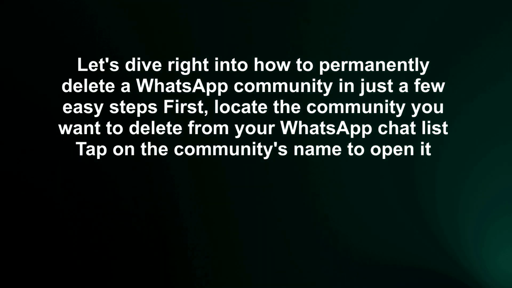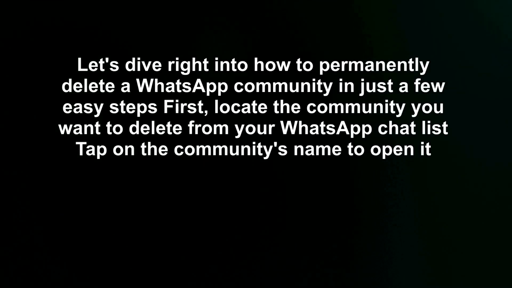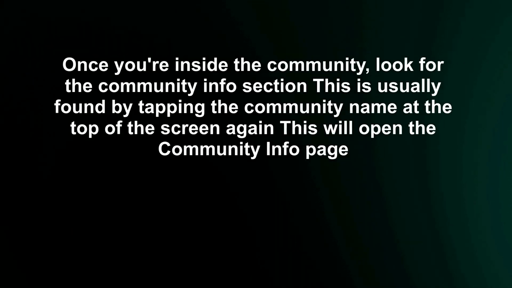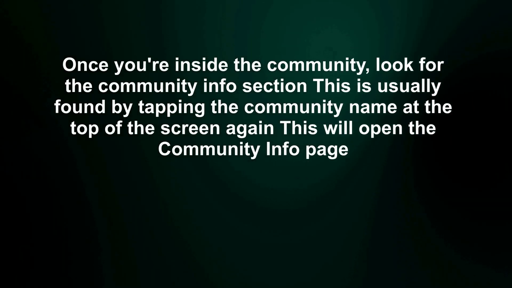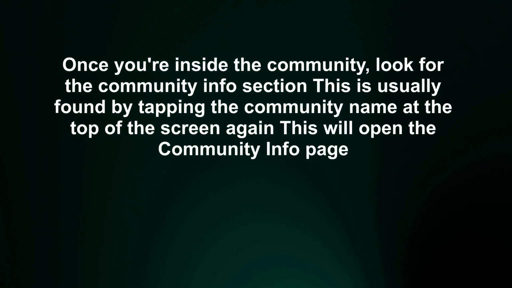First, locate the community you want to delete from your WhatsApp chat list. Tap on the community's name to open it. Once you're inside the community, look for the community info section. This is usually found by tapping the community name at the top of the screen. Again, this will open the community info page.